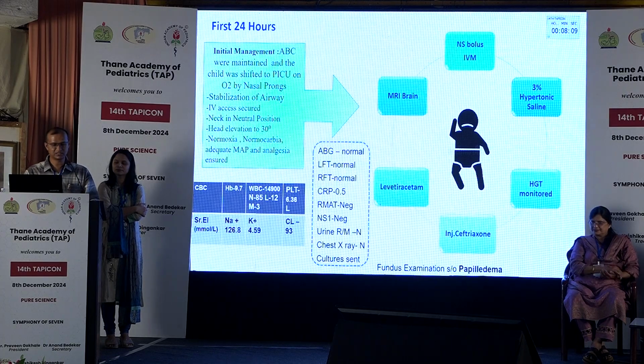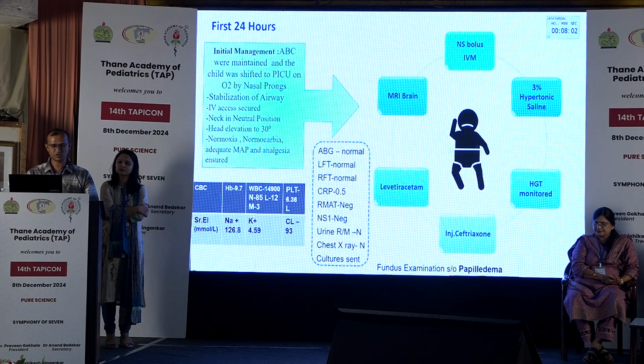Labs initially showed CBC with mild anemia and leukocytosis, more of neutrophilic, and platelets were normal. Electrolytes showed hyponatremia of 126.8. Other investigations like gases were normal, liver function test, renal function test, CRP was 0.5 only, rapid malaria antigen test and NS1 dengue were negative, urine routine microscopy was normal, chest X-ray was normal, and cultures were sent.